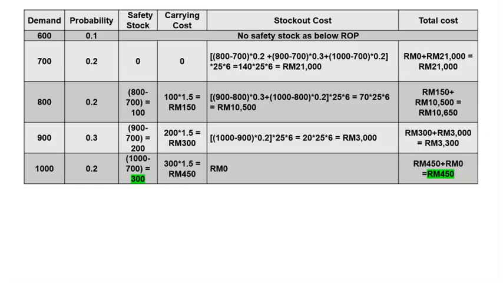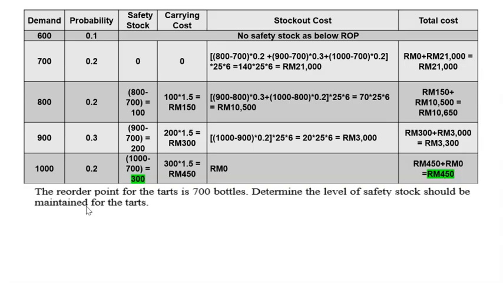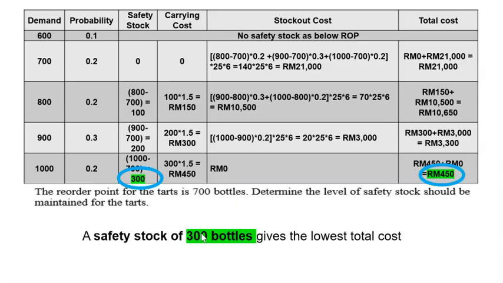So now we can determine which one is the lowest cost. From here we know that this one is 21,000, this one is 10,000, this one is 3,000. So we know that this one is the lowest cost, because they want us to determine the level of safety stock. So the lowest cost is 450 with the 300 safety stock here. So how to answer this? A safety stock of 300 gives us the total lowest cost of RM 450.